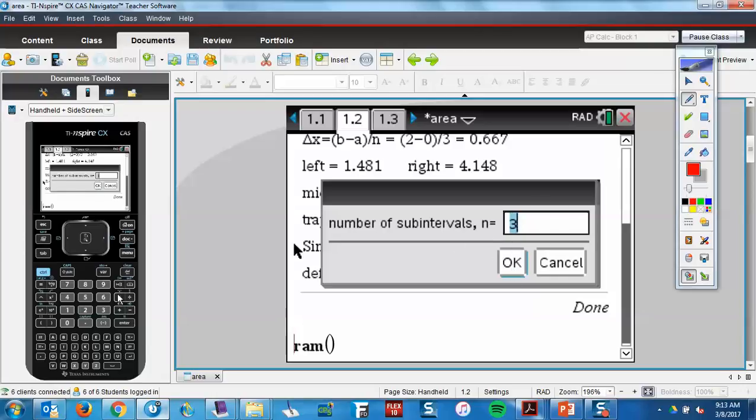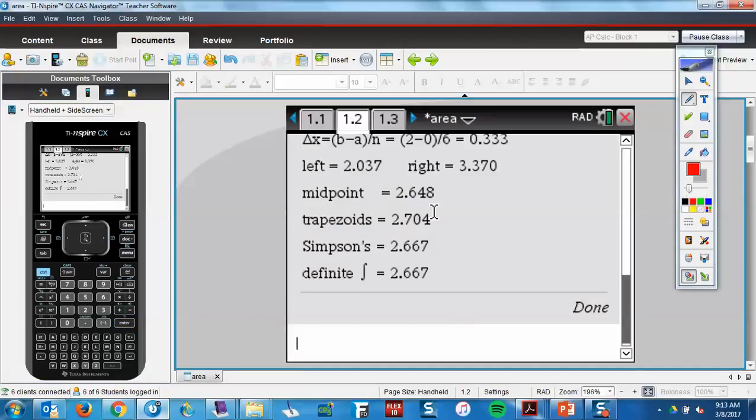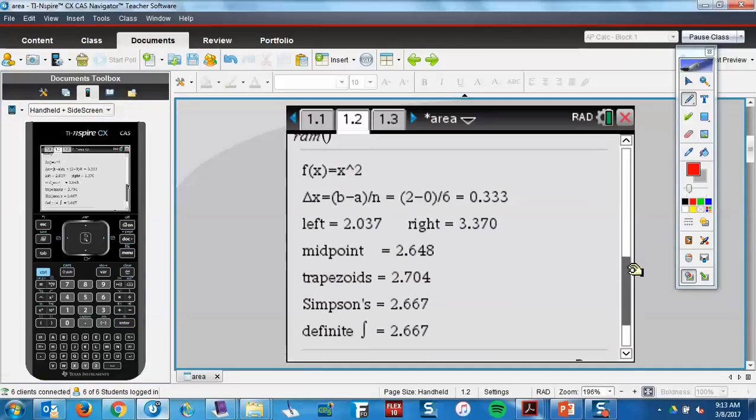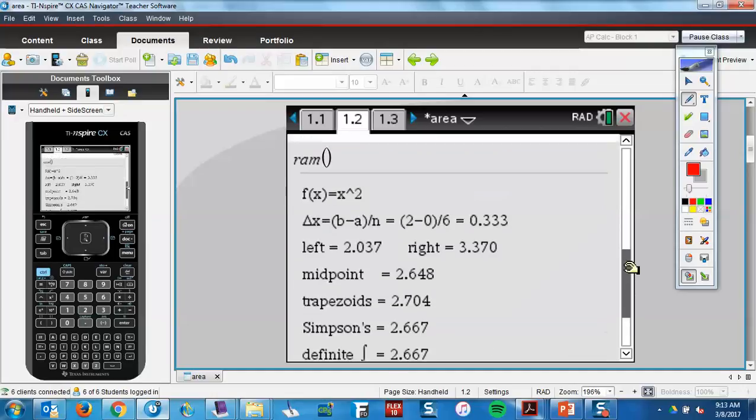And then let's change that to 6. Then we can do 6 subintervals, and then of course there's our Simpson's. Of course that changed our left and our right and everything. But they're all right there. And then if you hit OK and it goes away, they are saved here. Here's the ones we just did, and so they are in that screen. It's just a calculator page.